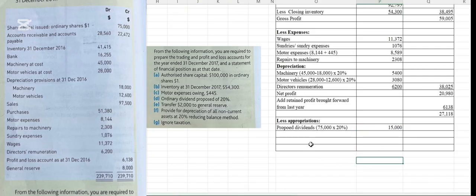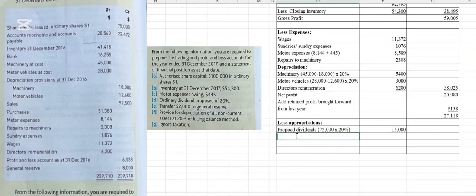And of course, we'll include any reserves. Looking through the footnotes, it says that we're supposed to transfer 2,000 to general reserve. Looking through the trial balance, I'm also seeing a general reserve of 8,000. Now, what would we do right here?